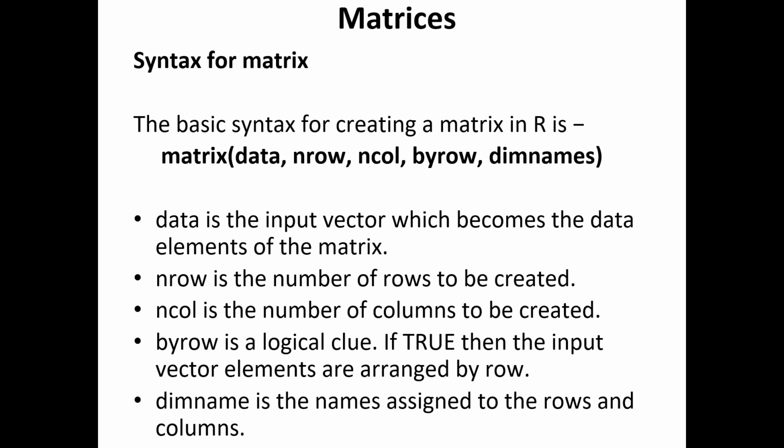And then the syntax for creating a matrix is matrix of data, nrow, ncol, byrow, dimnames. These are the attributes of the matrix. Data is the input vector which I am going to give to the matrix. nrow is the number of rows to be created. ncol is the number of columns to be created. byrow is a logical value. If it is true, then the input vector elements are arranged by row, else by column. dimnames is the names assigned to the rows and columns.